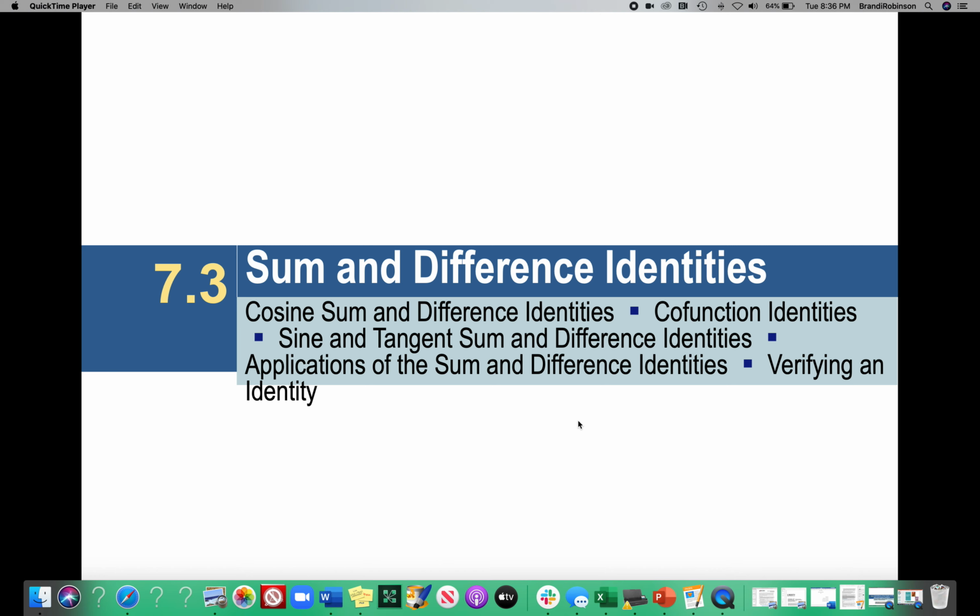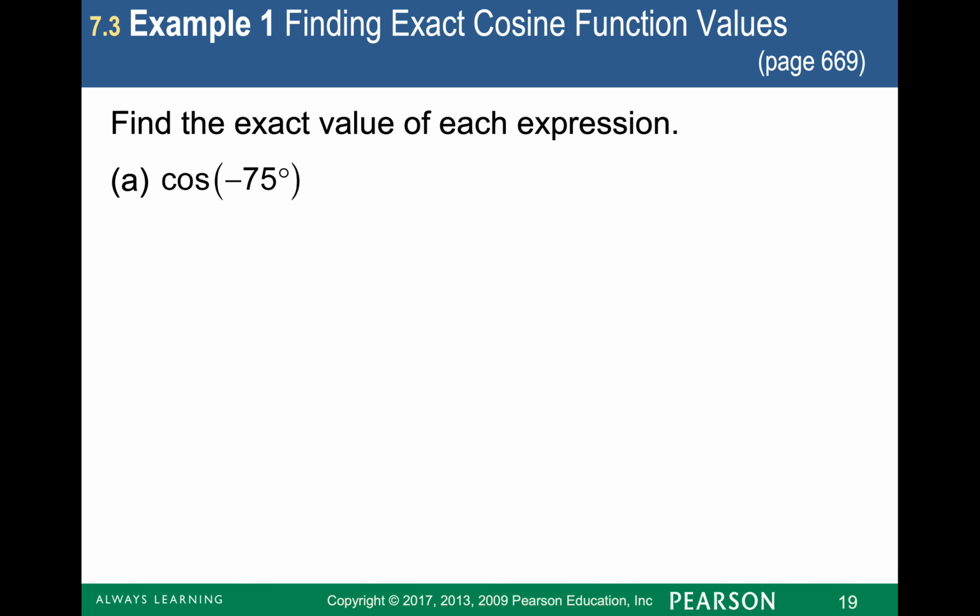Let's look at the sum and difference identities. I did break this up into a separate video just to help with the time. If I want to find the exact value of an expression, I can use the sum and difference angles because remember, we only have exact values at 30, 60, 45, and 90, and then the reference angles that are equivalent to it.